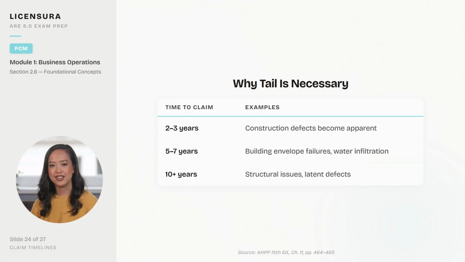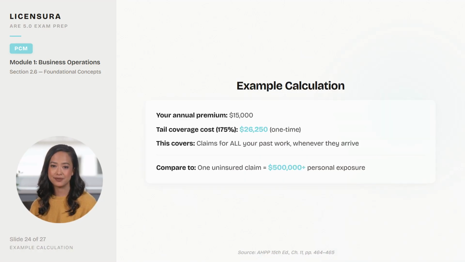Why is tail coverage necessary? Because professional liability claims often show up years after you finish a project. Construction defects might appear in 2 to 3 years. Building envelope failures and water infiltration, 5 to 7 years. Structural issues and latent defects, 10 years or more. If you designed a building in 2020 and retired in 2025, claims from that project could arrive in 2028, 2030, or even later. Without tail coverage, you're personally exposed.